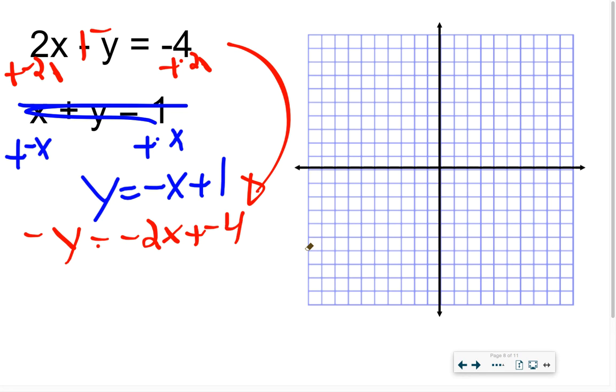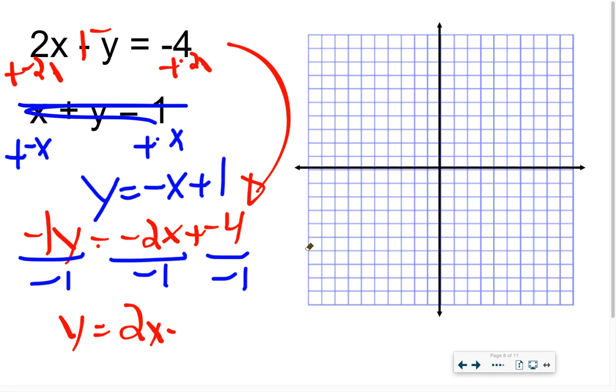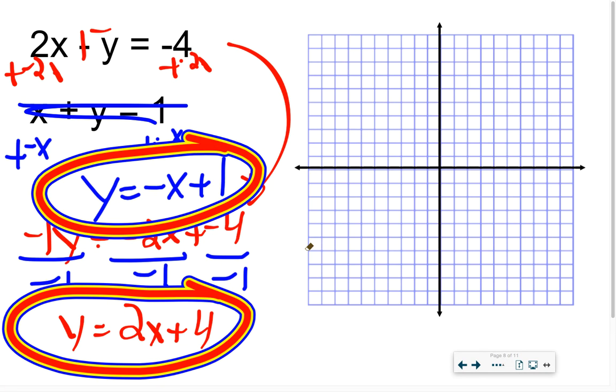Then to get rid of that negative, remember there's like a negative 1 there, so divide everything by negative 1. And everything means everything on the right side. So negative 2x divided by negative 1, and negative 4 divided by negative 1. So you get 2x plus 4. So we're going to look at those two. So this guy and this guy are what we are going to graph.